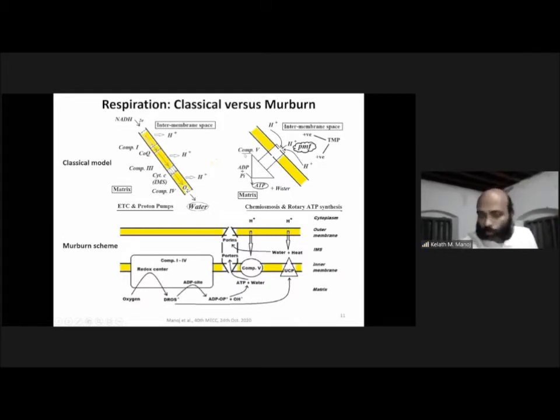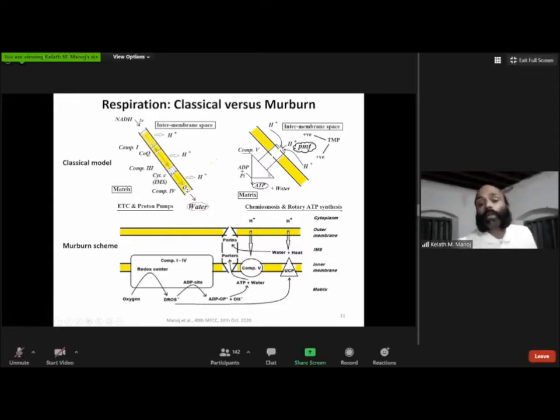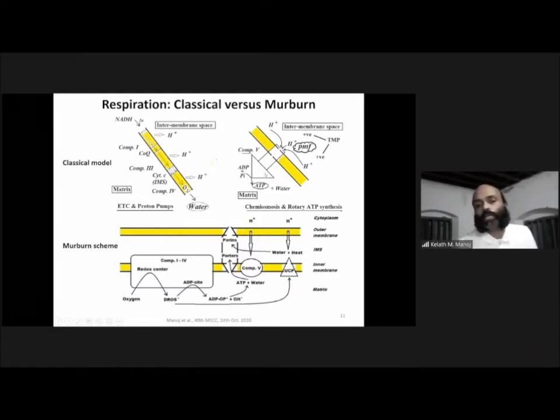Then the next part is complex 5, which is supposed to serve as the ATPase. But then complex 5, if you see, has at least 10 million times more affinity for ATP than it has for ADP. So the equilibrium constant is 10 to the power minus 7, which means that the steady state ATP that it can give will only be in picomolar to at the most sub tens of nanomolar. So the physiological ATP concentration is about millimolar. So we say that this scheme cannot explain it.